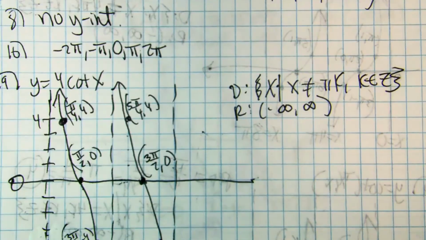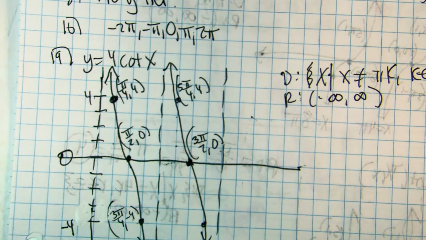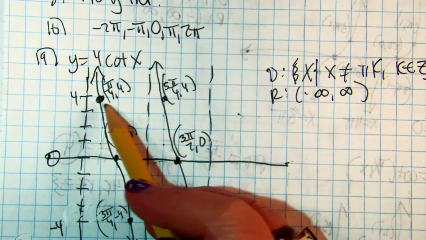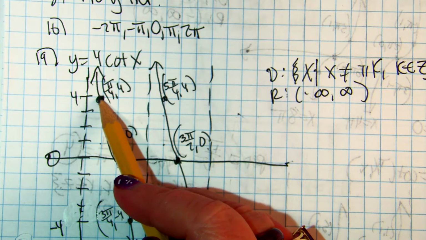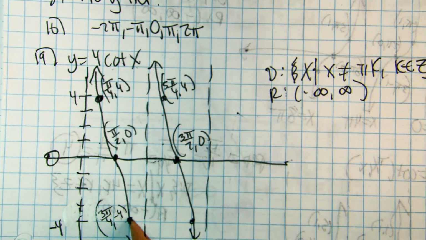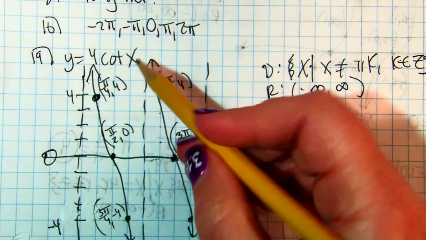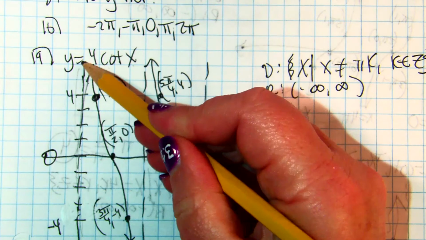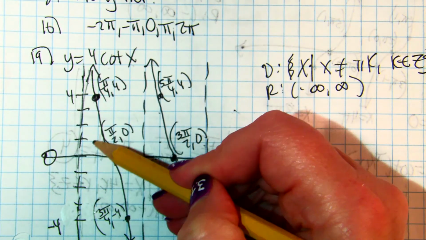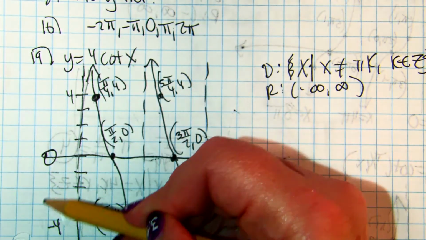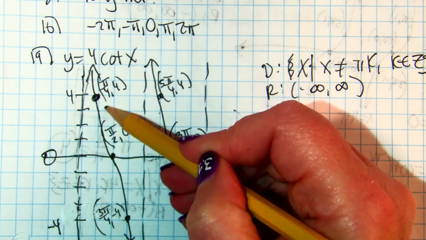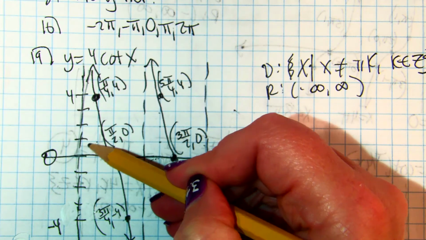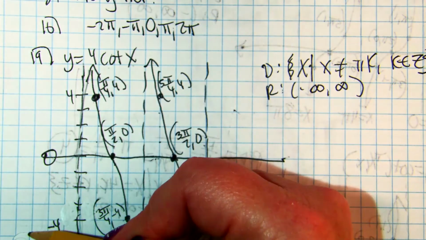On question number 19, it says graph y equals 4 cotangent x. So it looks just like cotangent x, but instead of going up to 1, it goes up to 4 and down to negative 4. And the y-axis is one of the asymptotes, where if it was tangent, it would look like this, going this way. The curve would be going this way, and it would go through the origin. And the asymptote would be at pi over 2 and negative pi over 2.